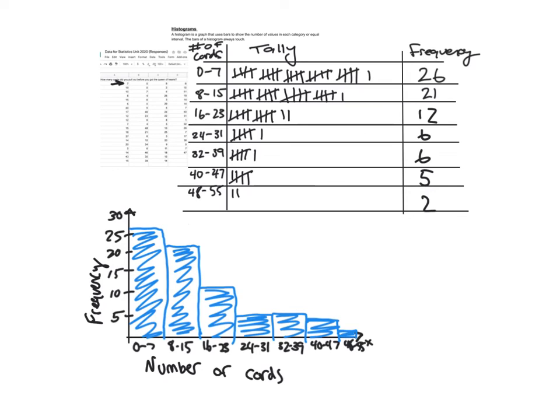Okay, so that's a histogram. Bars that touch, intervals, helps us to see the distribution of the data.